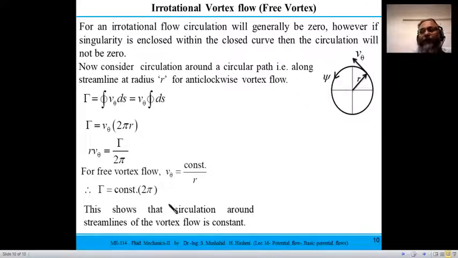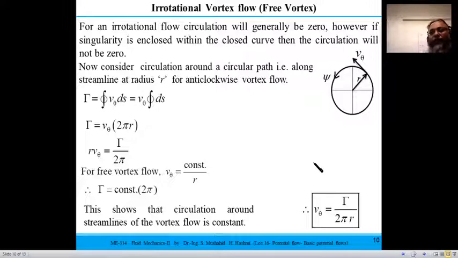So we can say that for the circulation around the streamline for this vortex flow, in the special case when the singular point is enclosed in the closed contour, which is this circle, if the singular point is included in that circle, the circulation will never be zero. In that case, we have some circulation there, and that would be constant. For irrotational flow, circulation is generally zero. So we have an expression for the tangential component of the velocity, which is the circulation divided by 2 pi r.